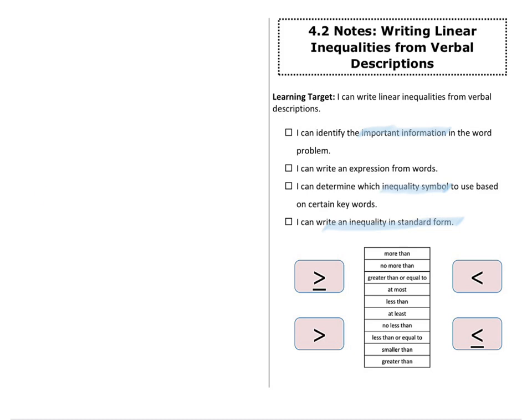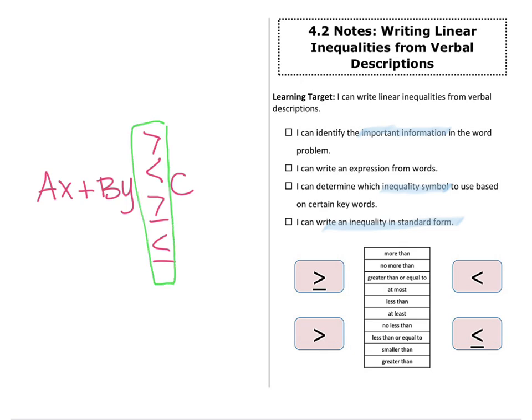Standard form being ax plus by equals c, right? Normally it would be equals c, but we could also see it as greater than, less than, greater than or equal to, or less than or equal to. So those are the options that we could have there. I'll box them in green. We need one of those things to fill in. So at the bottom right here, I'm circling in green.